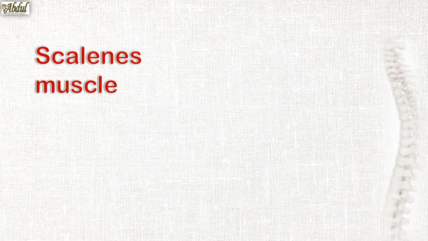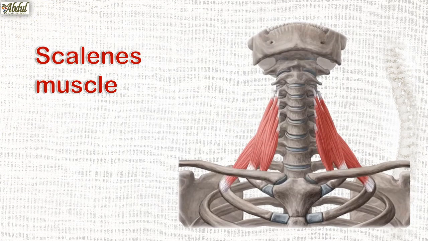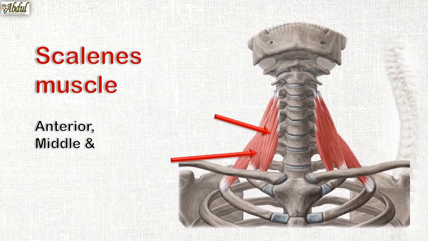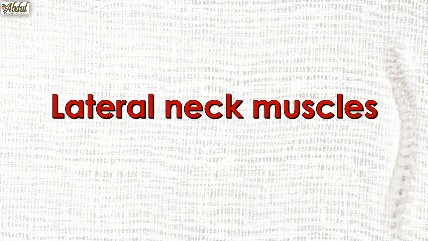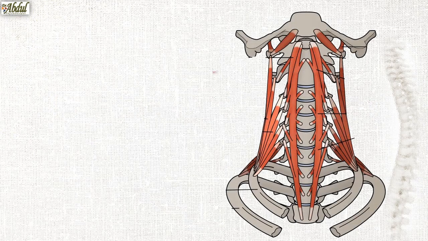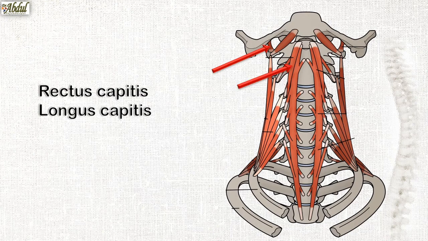Scalenus muscles: anterior scalenus muscle, middle scalenus muscle, posterior scalenus. Let's see the lateral neck muscles, the prevertebral neck muscles: rectus capitis, longus capitis, longus colli.